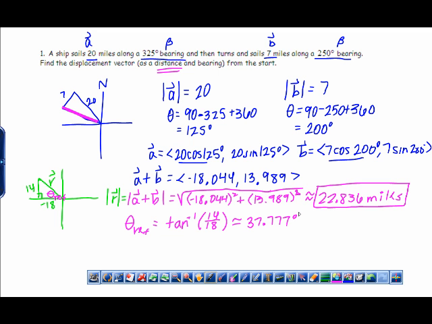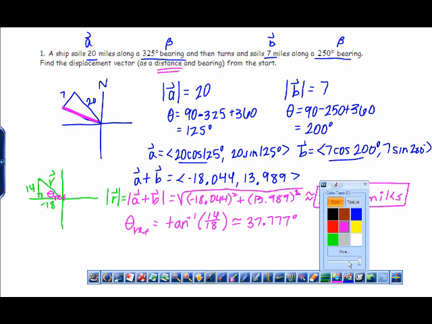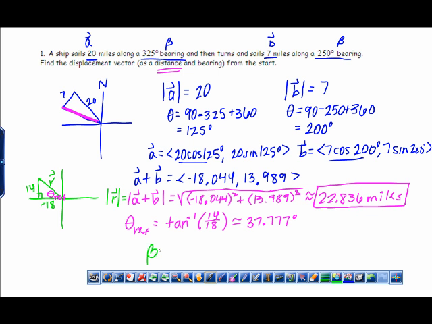Now to actually find the bearing, let's just think about this. If this angle right here is 37.777 degrees, the bearing is going to start at north, and it's going to go all the way around until I get to that resultant vector. So don't think, what's the rule? Just think what makes sense. If I'm starting at north, going clockwise, I'm hitting 3 whole quadrants. It's 270 degrees. And then I'm also having to go the reference angle.